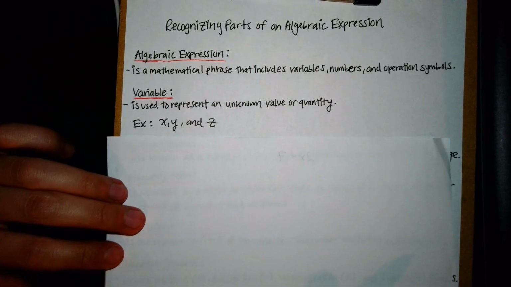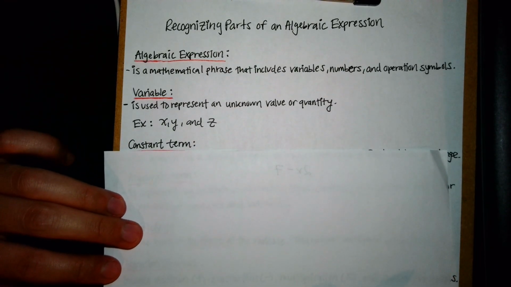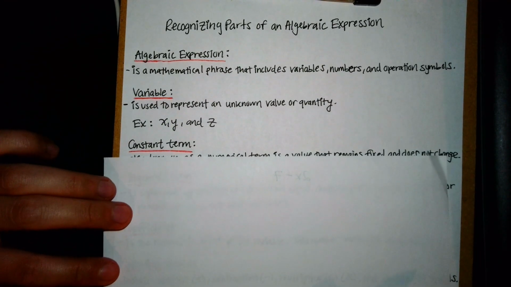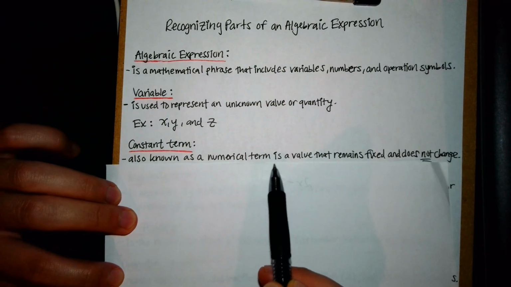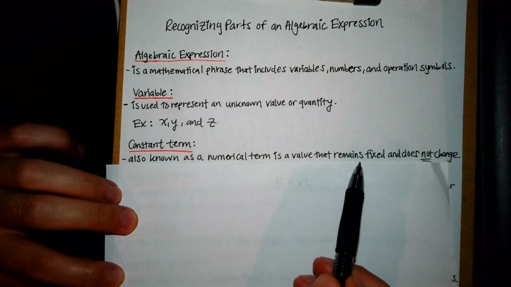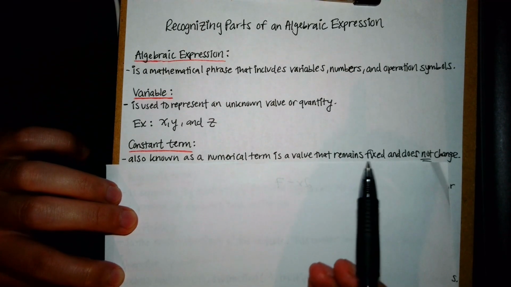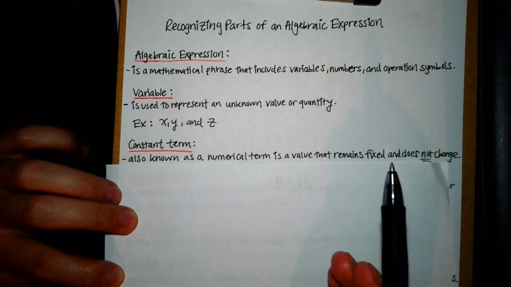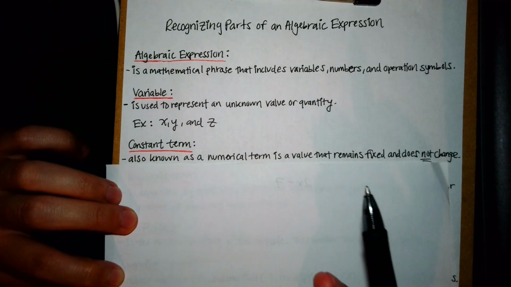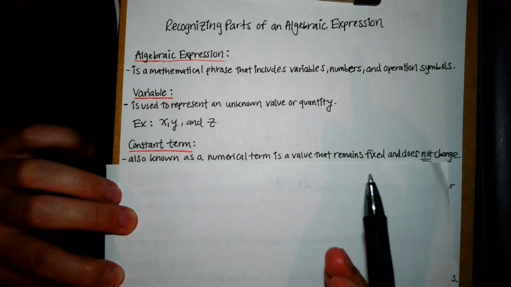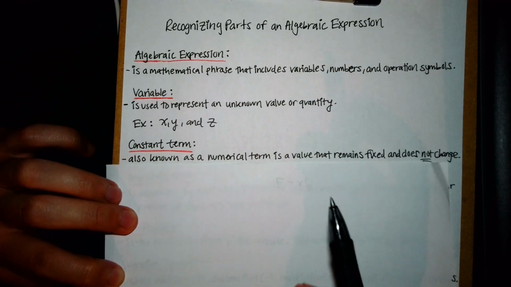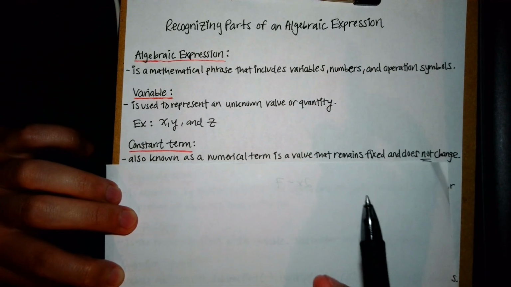Now let's turn to the next part. A constant. A constant, also known as a numerical term, is a value that remains fixed and does not change. Some examples are 8, -9, 100, 1000. All these numbers that I've listed remain fixed and do not change, and they can be considered constant terms.